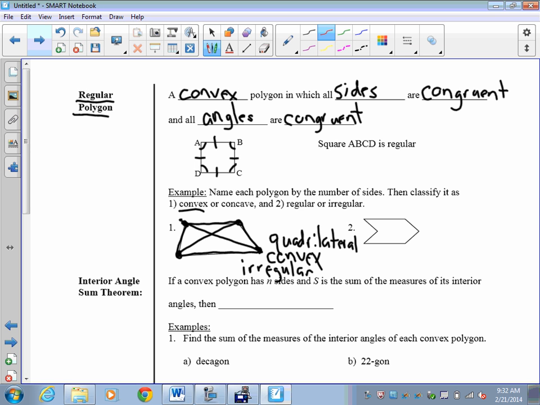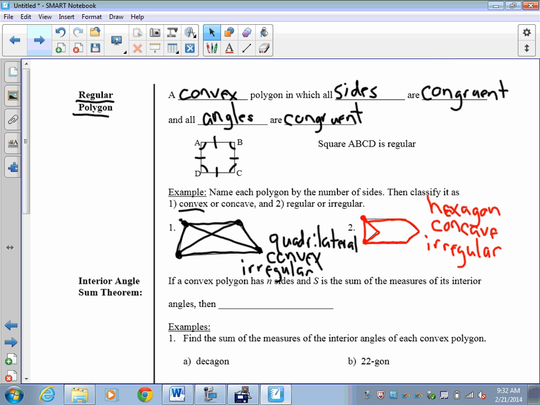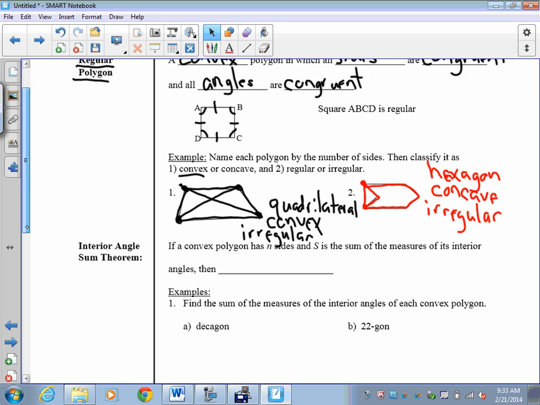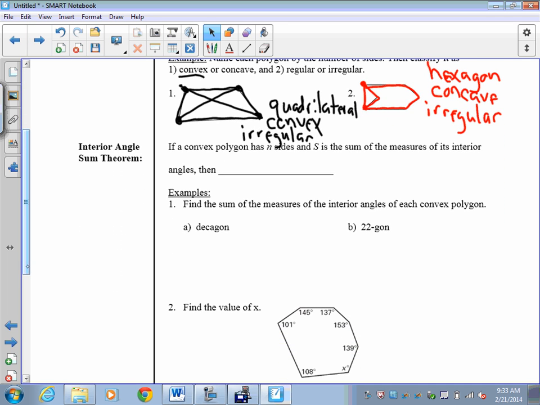It has 1, 2, 3, 4, 5, 6 sides, so that means it's a hexagon. Remember, a hexagon has 6 sides. It is concave. So see how these 2 points meet outside? That means it's concave. And it is also irregular. Remember, it's only regular if all the sides and all the angles are congruent. And since it's concave, that alone means that it's irregular.